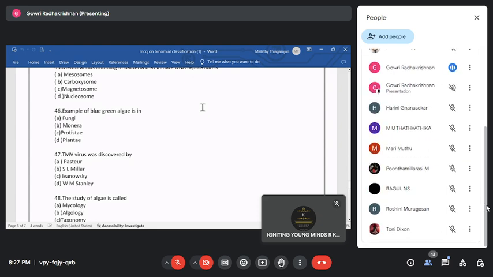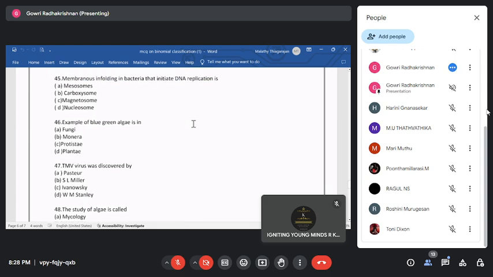Example of blue-green algae is in? Monera, ma'am. No, Protista. Ma'am, blue green algae is cyanobacteria. So they should belong to Monera, right? Yes, blue green algae. Yeah, I'm sorry, children. Blue green algae should be in Monera. Monera is the correct answer.